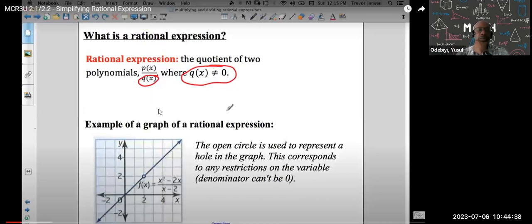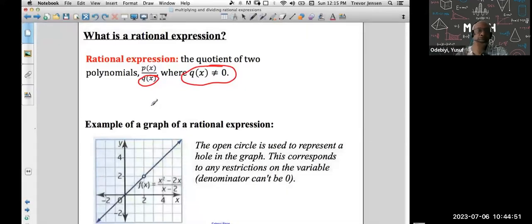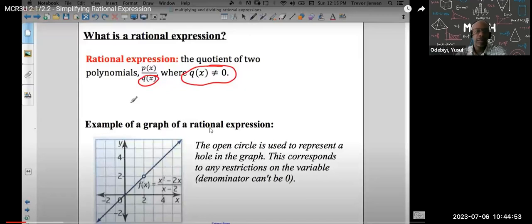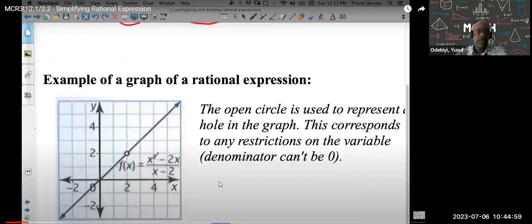So when we're simplifying rational expressions, we always have to take into account what values of x would make the denominator 0, and then state the restrictions by saying that x could not equal those values, because we can never let the denominator equal 0. Here's an example of a graph of a rational expression. I don't know if you can see the equation here, it's x squared minus 2x.